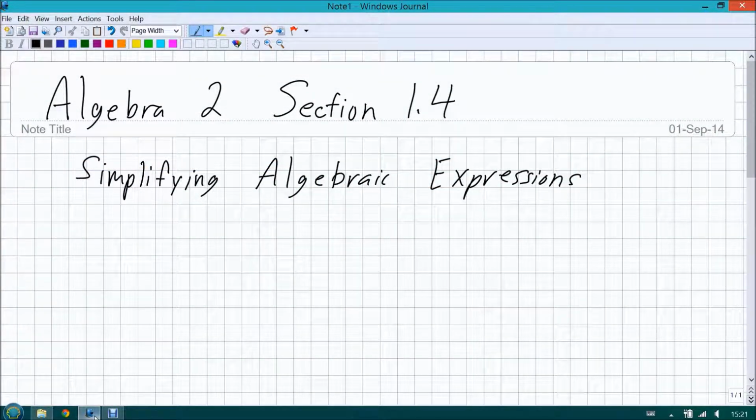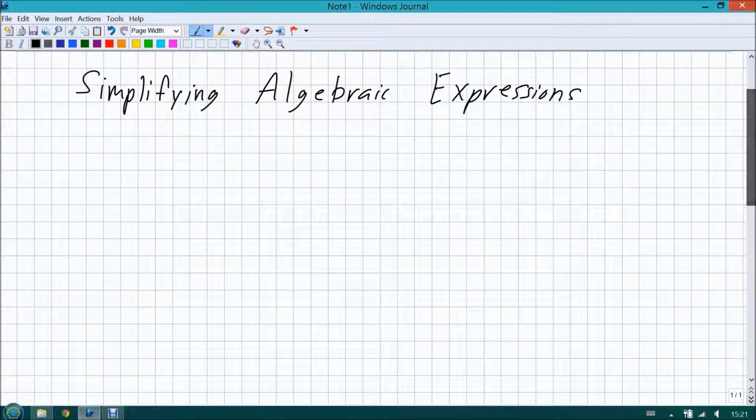This is Algebra 2 from Prospect Charter School, and this is going to be section 1.4, Simplifying Algebraic Expressions. So from the previous lesson, we know what an algebraic expression is. An algebraic expression is a set of terms that have both constants and variables. So what we are going to do is learn how to combine them and how to work with them, because not all variables are the same. In fact, we have some special rules when dealing with these variables.